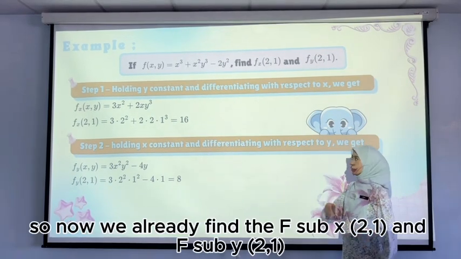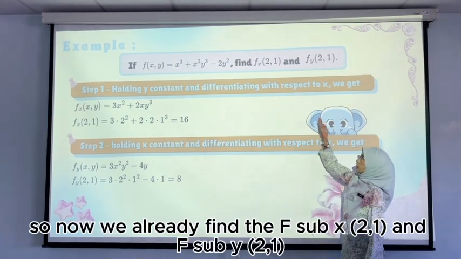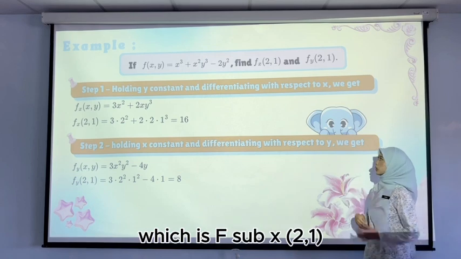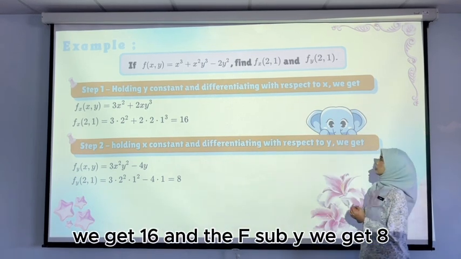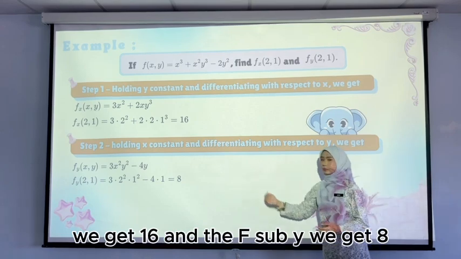So now we have already found f sub x at (2, 1) and f sub y at (2, 1). For f sub x at (2, 1) we get 60, and for f sub y we get 8.